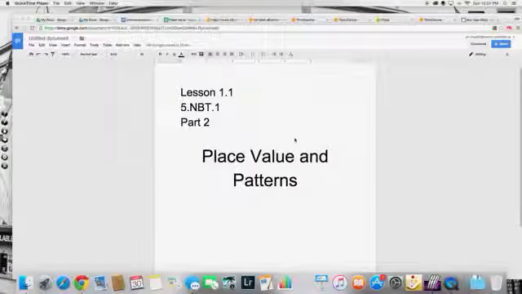All right, here's part two. Just cut off there. So part two, and our place value, lesson 1.1.